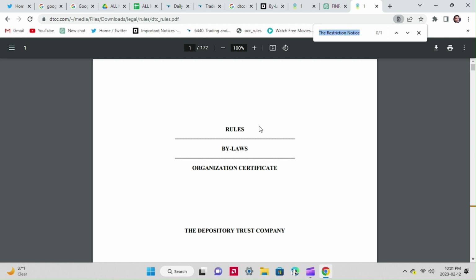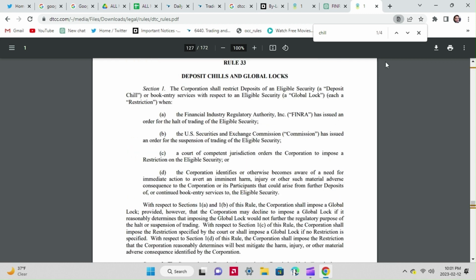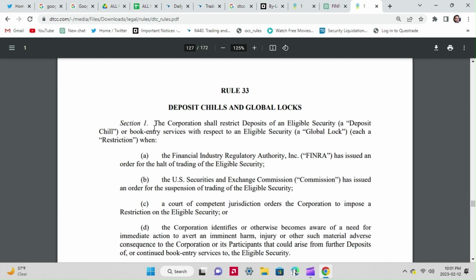Locks. This rule explains 4 scenarios for when the DTC will impose a chill or global lock over an eligible security. Section 1 states, the corporation shall restrict deposits of an eligible security, a deposit chill, or book entry services with respect to an eligible security, a global lock, when A. FINRA has issued an order for the halt of trading of the eligible security.